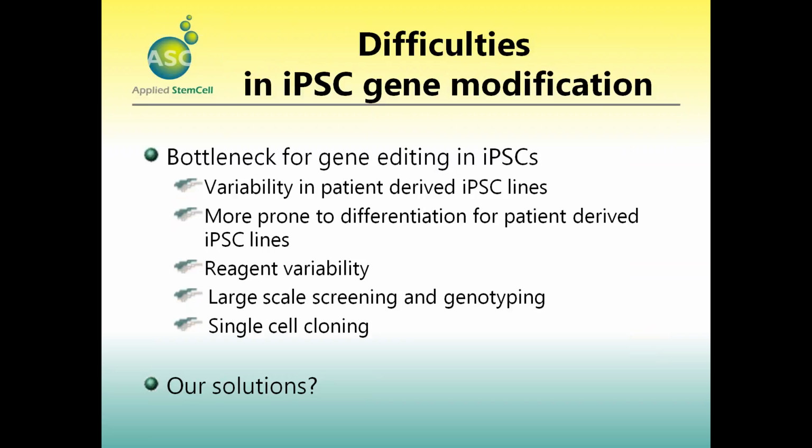Translating into gene editing in iPS cells, what are the current difficulties, even with our advanced gene editing technologies? We know that patient iPS cells are highly variable and prone to differentiate. Different culture systems, I will give you an example later, can also generate variability in targeting efficiency. Large-scale cell line evaluation, screening, and genotyping, as well as difficulties in single-cell cloning. All these require tedious work, time and labor-consuming. So to fix all these problems, what is our solution?